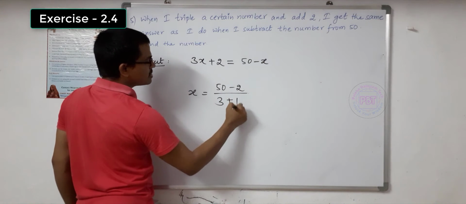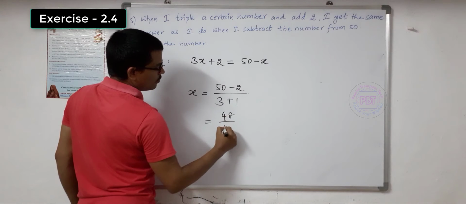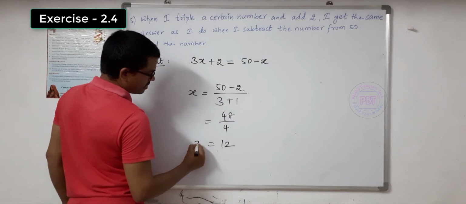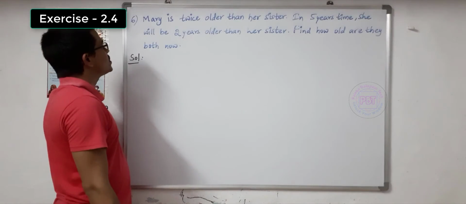Minus 1 becomes plus 1. So 48 by 4, which is 12. X is 12. Now let us see the sixth question.